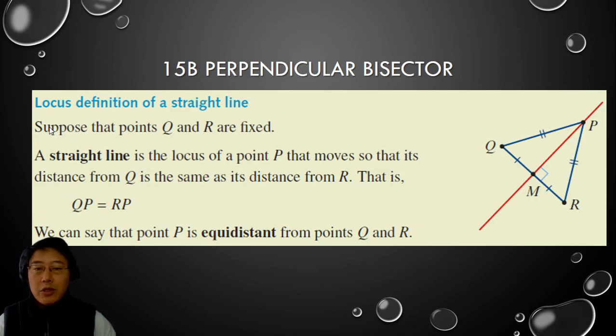With what I mentioned before with a straight line, Q and R will be fixed points, and that straight line describes the point P being equidistant from Q and R. We can write this geometrical equation: the distance QP is equal to the distance RP. The geometrical description is P is equidistant from Q and R at all times. So you can see graphically that the locus of P, which is the red line, is perpendicular to QR.